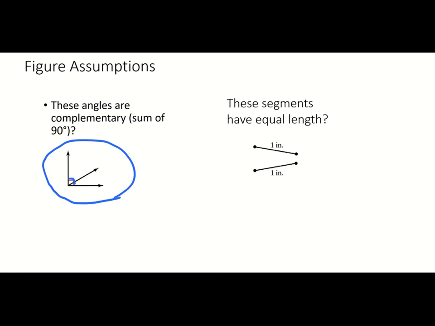And here, can we assume that these segments have equal length? Notice they're both marked at 1 inch. So because they're both marked with the same measurement, yes, we can assume that they have equal length. Another way that they tend to mark segments, we can just put like a slash through them if they both have 1 slash. That also indicates that they are equal length. They don't have to have numbers necessarily.